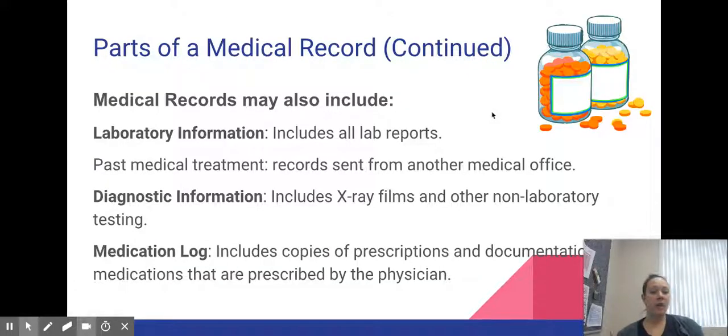So medical records may also include laboratory information, and that would be in its own section. Past medical treatment, so records sent from another medical office. Diagnostic information, this includes x-rays, films, or MRI reports, other things that may affect their recovery. And then a medication log. So a lot of times doctors will ask patients to report how many medications they're taking, what ones they're taking, all of that. And it's really important that we have that on file.